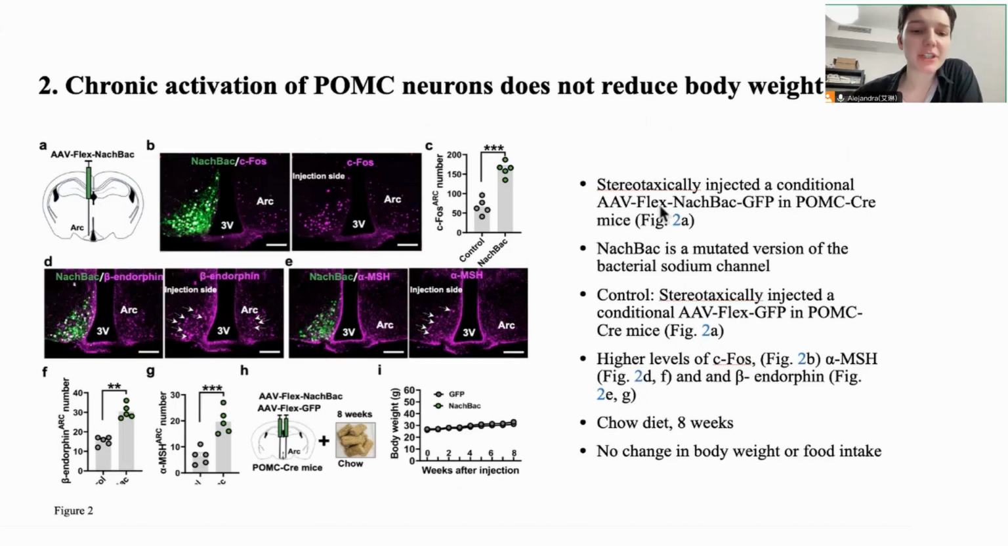NAC-PAC is a mutated version of the bacterial sodium channel that is broadly used to activate neurons. Same as before, they first inject in one site to verify that the plasmid containing NAC-PAC GFP can increase neuronal activity, and after they start to study the phenotype, they inject in both sides. The control will have only a GFP.